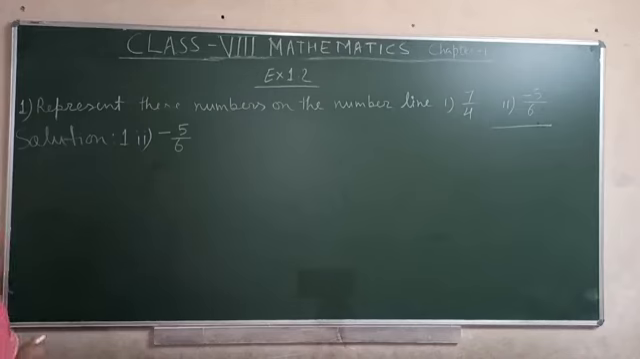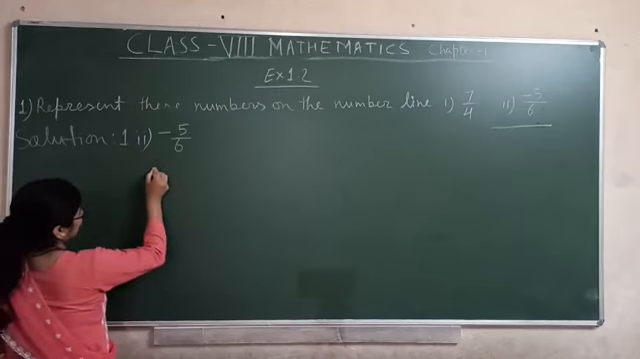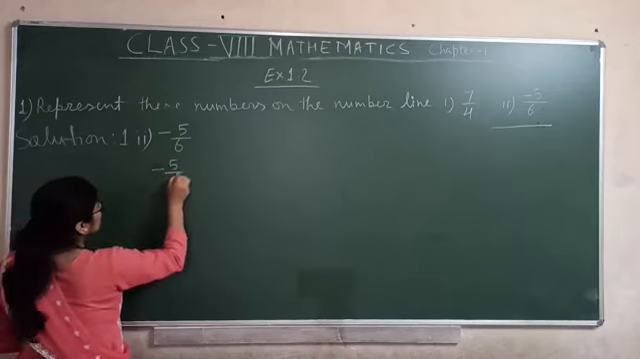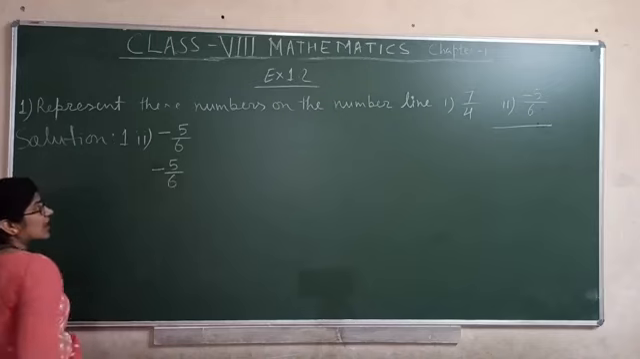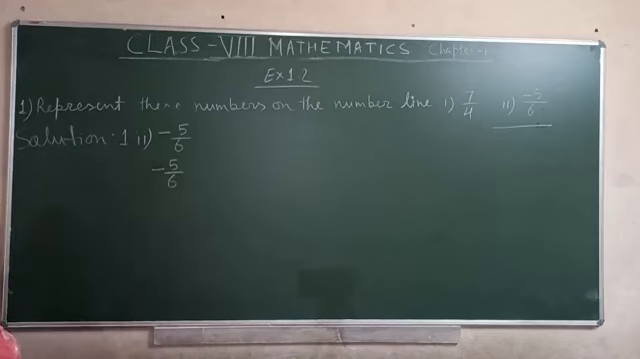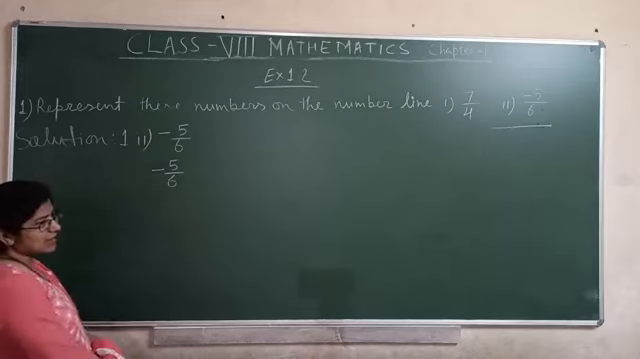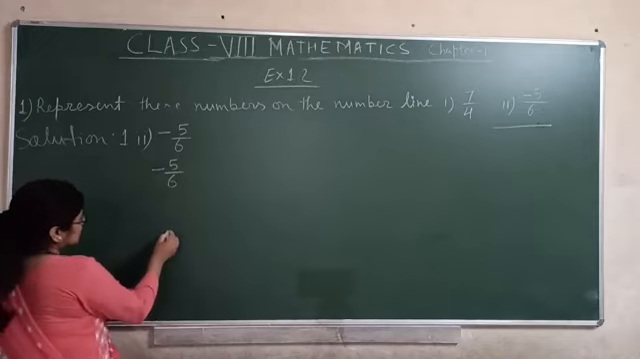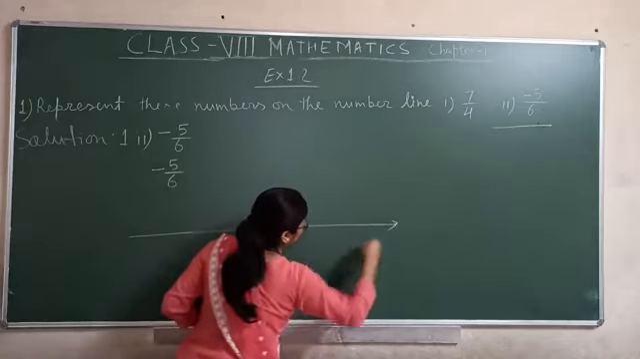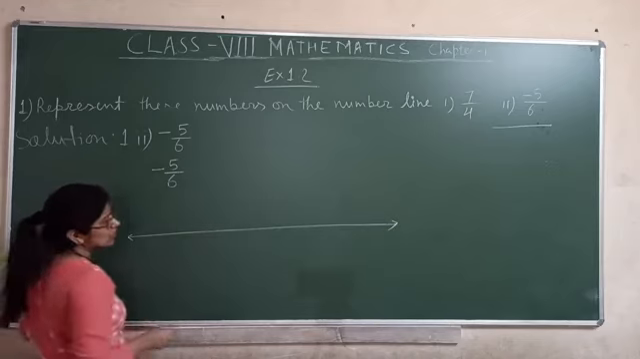Minus 5/6, where does it lie? Minus 5/6. So this one is negative. So it will lie on the negative side of the number line. This is your number line. Okay, this is your number line.